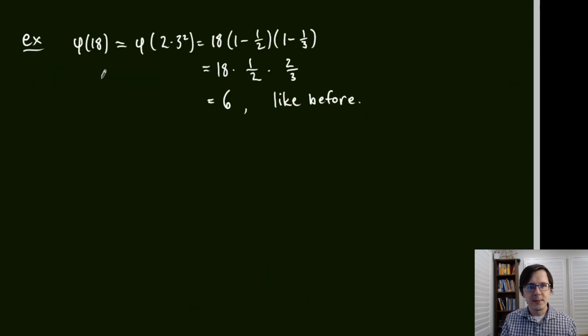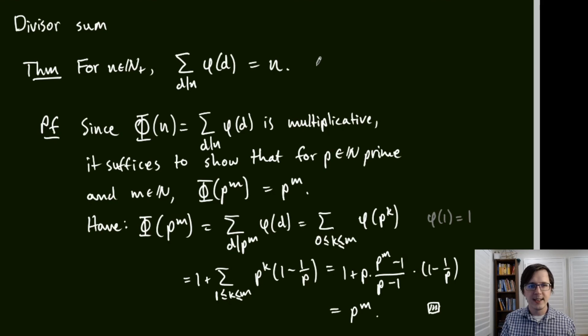So here's an example of that computation. Phi of 18 is phi of 2 times 3 squared. So we have our prime power factorization. So it's 18 times (1 minus 1 over 2) times (1 minus 1 over 3). And so that's 6, just like before. Yeah, so that's phi.